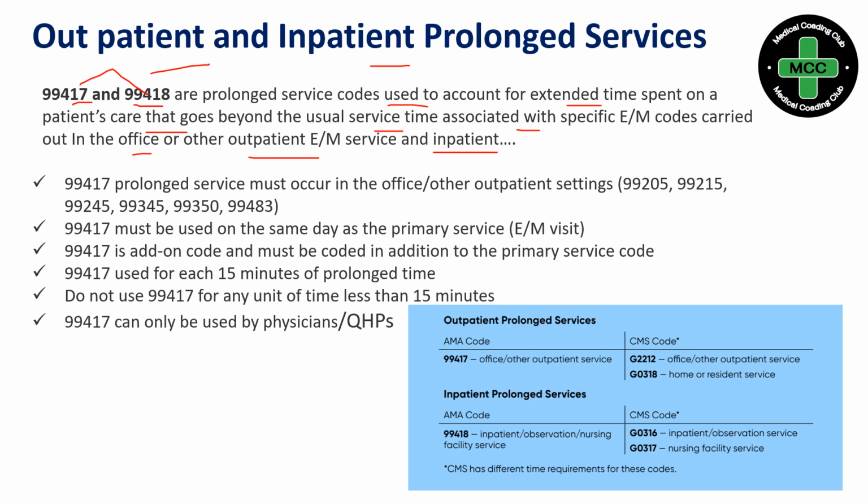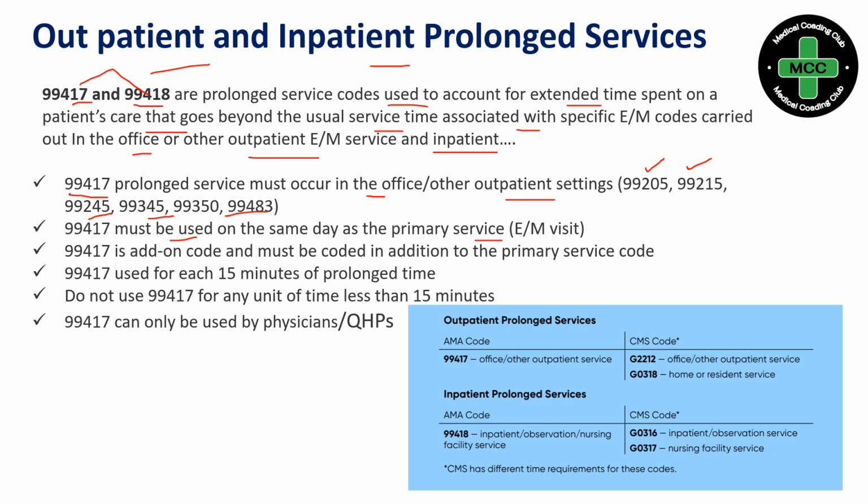The same thing will be applicable for 99418 also, but 99418 will be the inpatient code. Here, 99417 prolonged service must occur in the office or other outpatient setting, because we are billing for the outpatient setting, and 99417 is only applicable for the outpatient setting. It can be applicable with E&M new patient, outpatient new patient, outpatient established patient, and also consultation and a few more other outpatient services. 99417 must be used on the same day as a primary service.